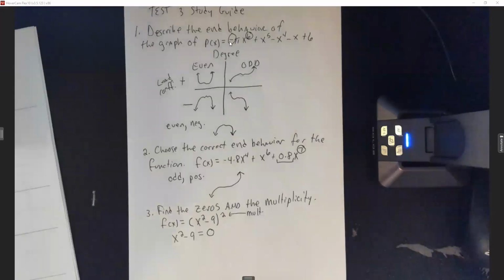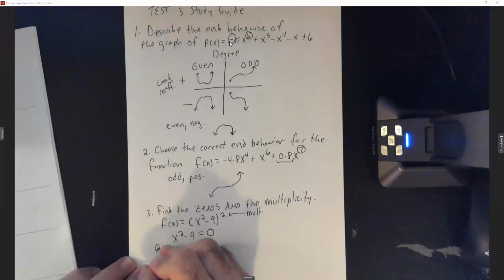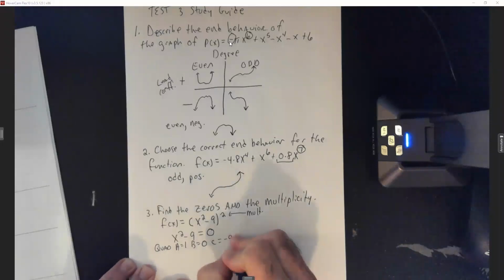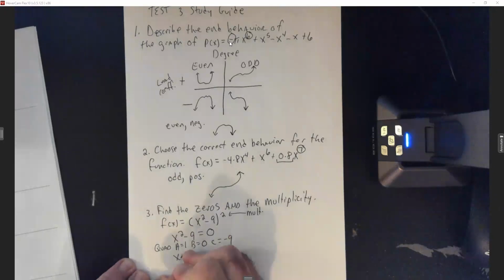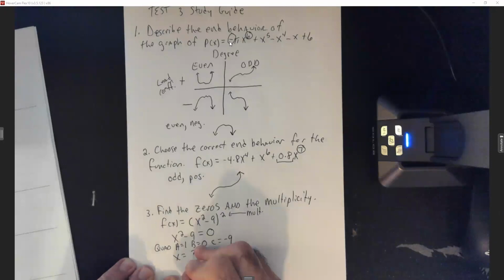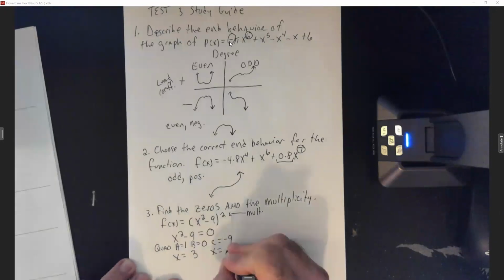So what I'm going to do on this is use my quad. A will be 1, B will be 0 since there's no x term, and C will be the negative 9. If you punch that on the quad, it'll give you two answers. It'll give you a positive 3 and a negative 3.